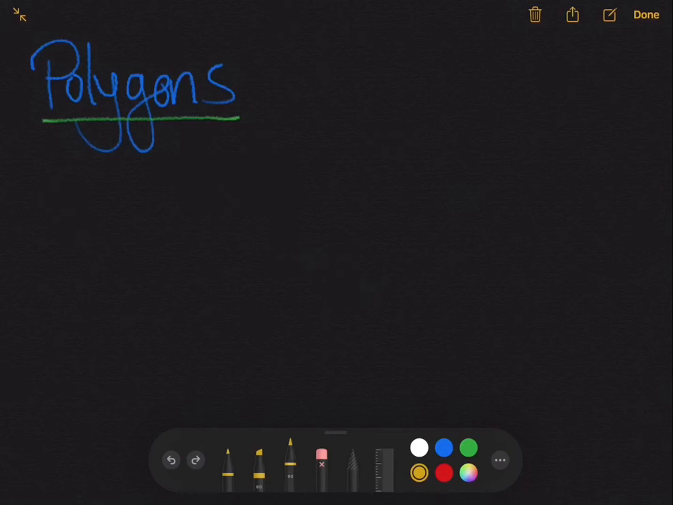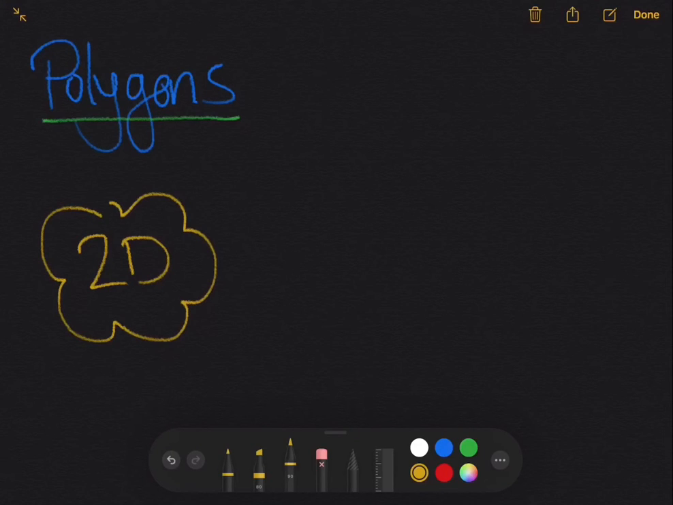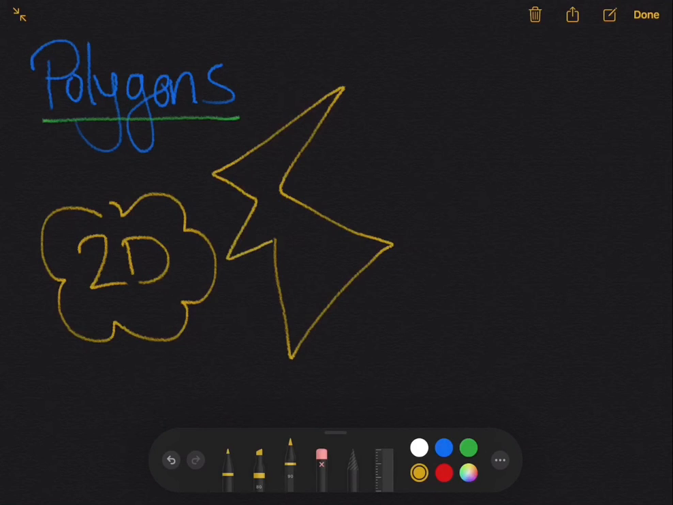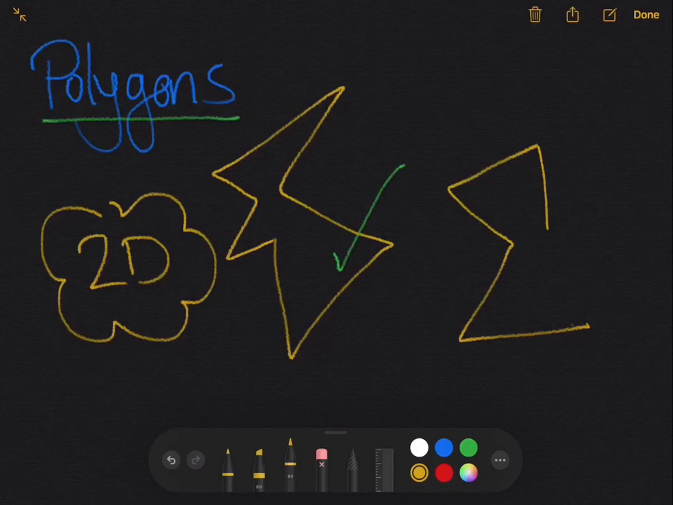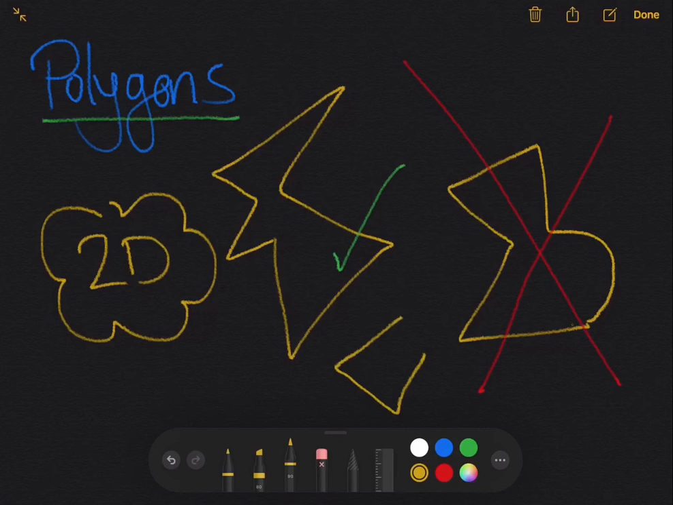So to recap a little bit from yesterday, the first thing you need to know about polygons is that they are 2D shapes. The second thing is that they're made up of completely straight sides, and it doesn't matter how wacky they look, if they've got straight sides, they are a polygon. Now, that means that they don't have any curvy sides. So it doesn't matter how hard they try, if they've got one curvy side, I'm afraid they are not a polygon.